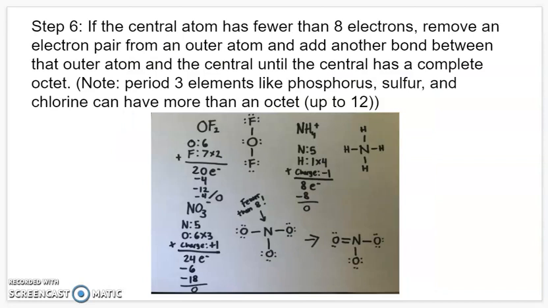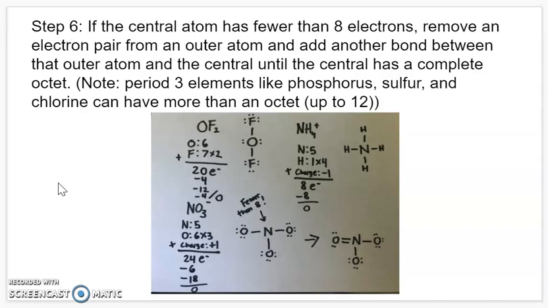Now, for step 6, if the central atom has fewer than 8 electrons, meaning it doesn't have an octet yet, it doesn't have the 8 valence electrons that it needs to fill its valence subshells, then we're going to need to do a little bit of a trick here. I mentioned before that lone pairs don't normally make bonds, but there is an exception here, because if the central atom doesn't have enough electrons, one of the outer atoms is going to sacrifice one of its lone pairs to make another bond. So probably a double bond, sometimes a triple bond, in order to make sure that the central atom has the 8 that it needs.